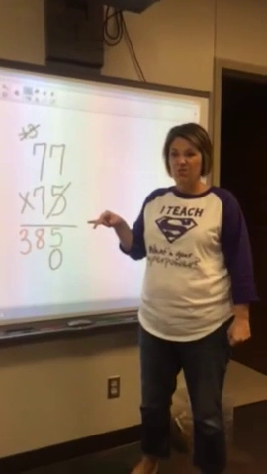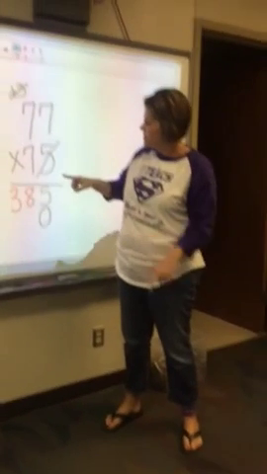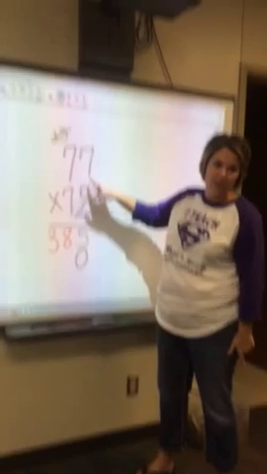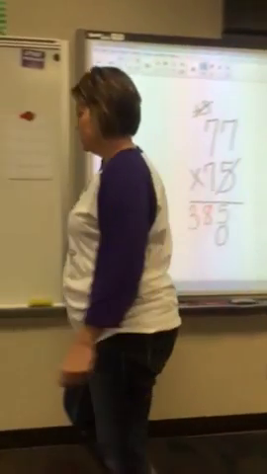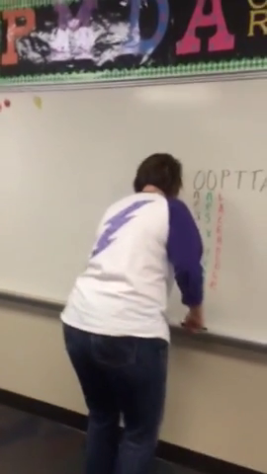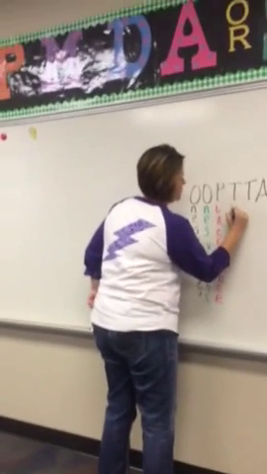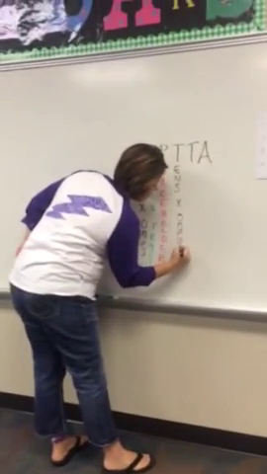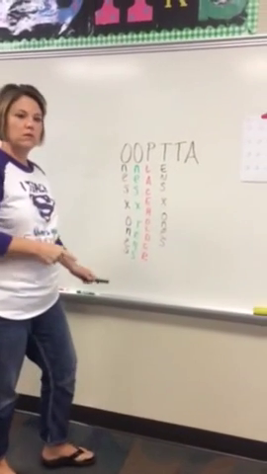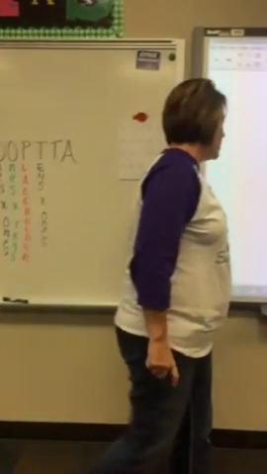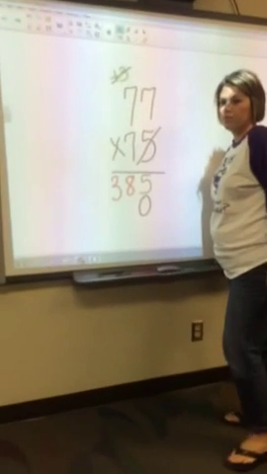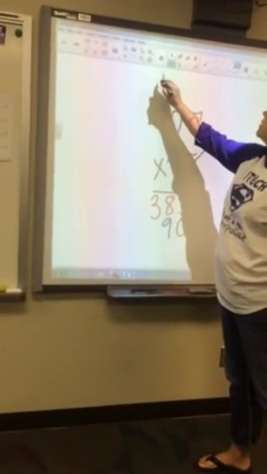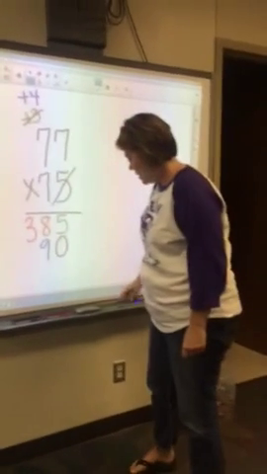What do you think the T stands for? Tens. Because I'm going to multiply the tens times the ones. Okay? So let me write that over here. Tens times ones. So what problem is the tens times the ones? 7 times 7. 7 times 7 is? 49. What goes down? 9. What goes up? 4. Plus 4 goes up. Okay, now I'm ready.